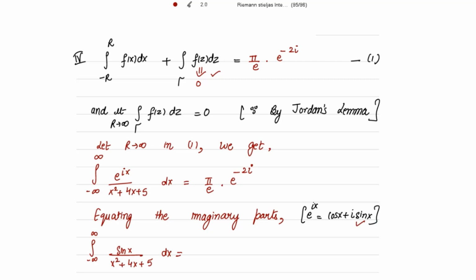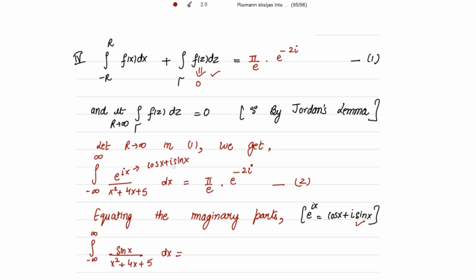Now to get this sine of x, what do I have to do? Should I equate the real parts or imaginary parts? Of course, I have to equate the imaginary parts in this equation. Let's take this as 2. Equating the imaginary parts, we get this sine of x over x square plus 4x plus 5 dx, right? Is it clear? Okay, before that, just write instead of e the power iota x as cos of x plus iota sine of x. Now is it okay? Alright.